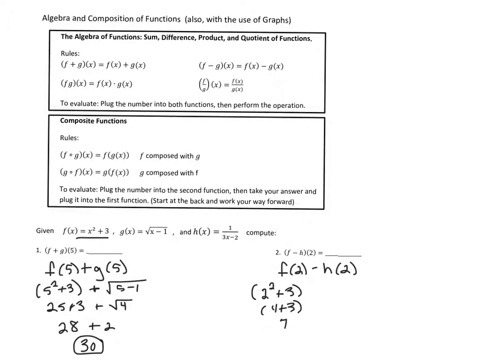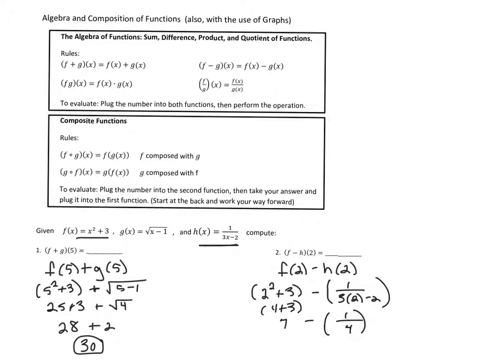Now we're going to subtract h of 2. So let's plug 2 in to h of x. Now if you look up at the top, h of x is 1 over 3x minus 2. So let's take 1 over 3x. We're plugging 2 for x. So we get 1 over 3 times 2 minus 2. This gives us 1 over, and 3 times 2 is 6. 6 minus 2 is 4. So we get 7 minus 1/4.